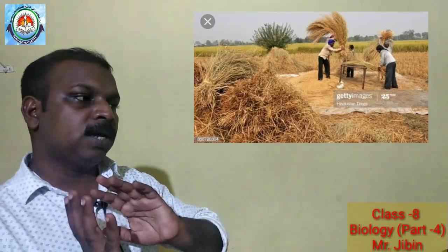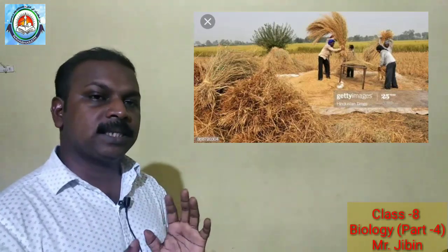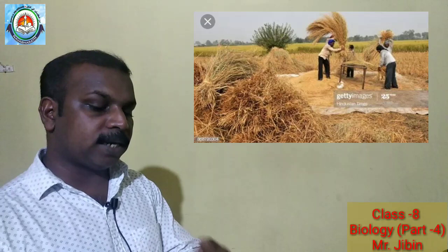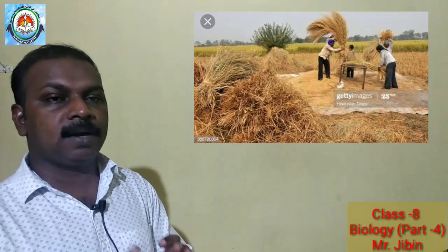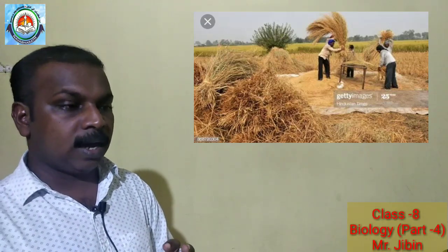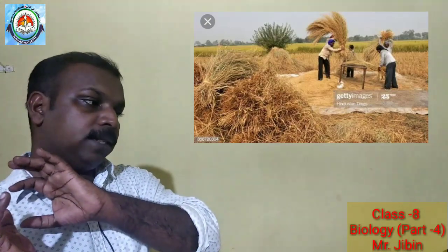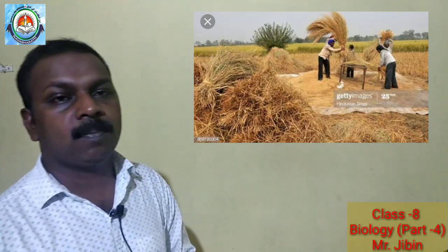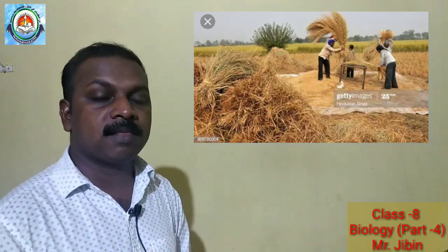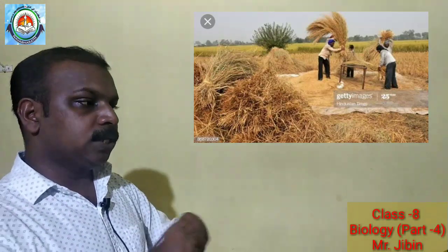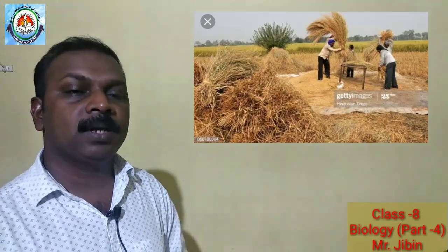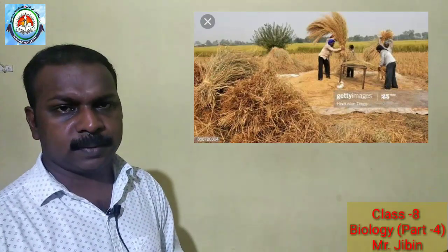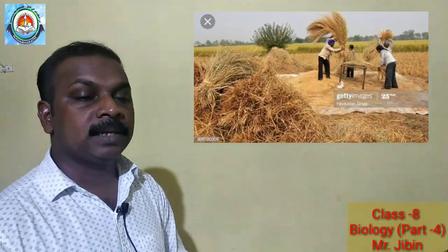Beating these plants after harvesting, after collection of these crops, the crops are tied as bundles, and the farmers take this bundle of plants and beat them on hard substances like rock, so that these grains get separated from the stem. Then they collect all these grains. So that process is known as what? Threshing.